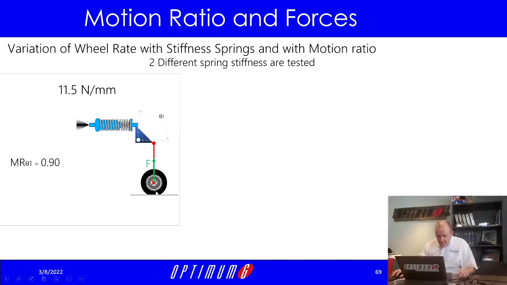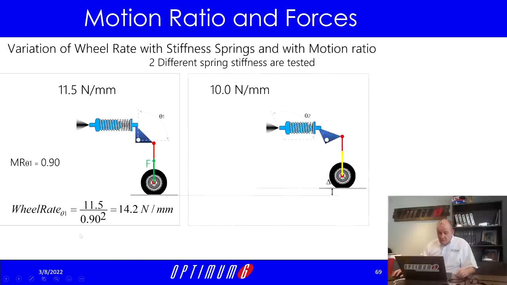The wheel rate is the effect that that spring has at the wheel, and it will be in series with the tire rate. So let's say my motion ratio is 0.9, and my wheel rate will be 11.5 divided by 0.9 squared. No, I'm going to put 0.9 squared, 14.2. Let's put a softer spring.